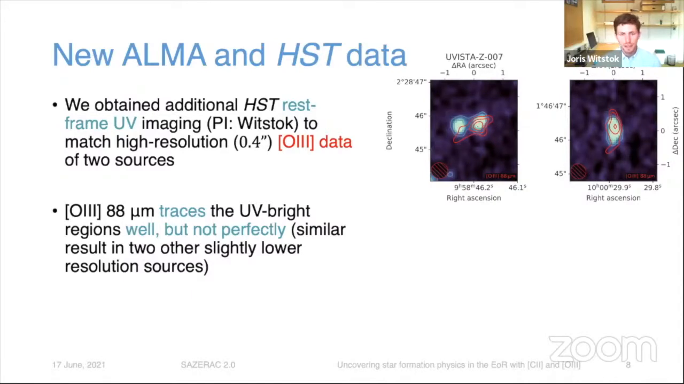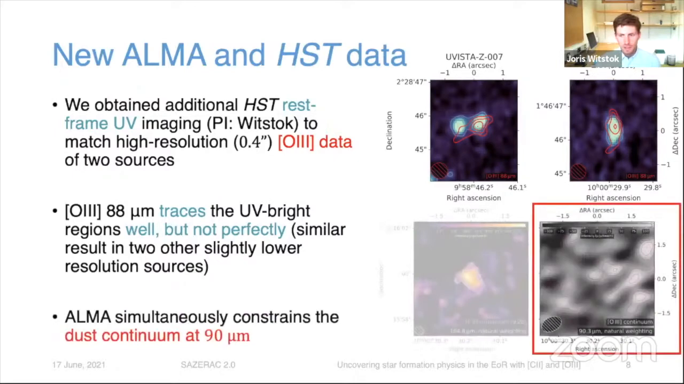Finally, in our sample we also simultaneously get a constraint on the dust continuum at 90 microns. We don't actually detect any dust for any of the 4 sources, but this does give us some really interesting constraints. I'll talk about that at the end of the presentation a little bit.